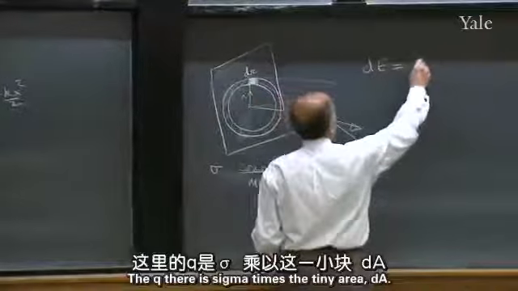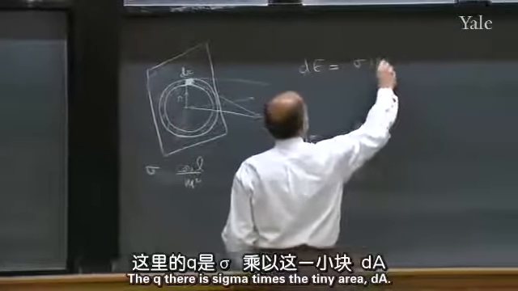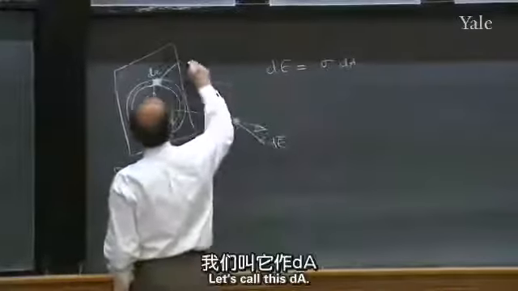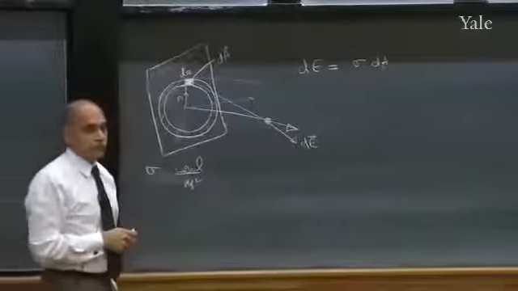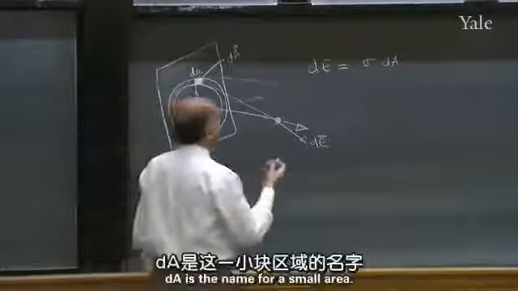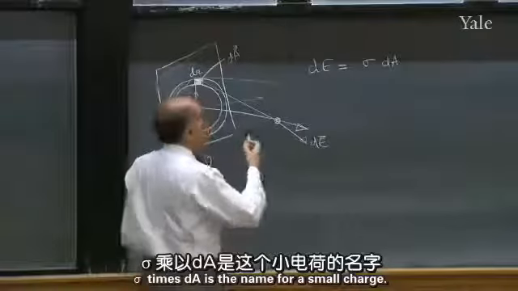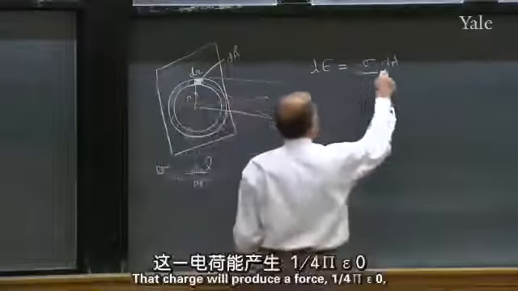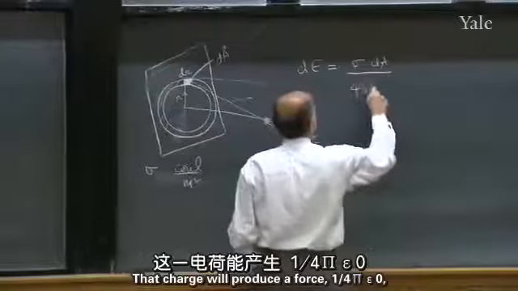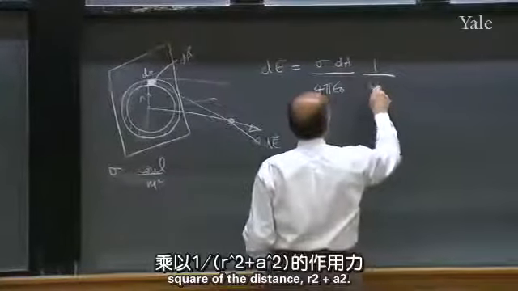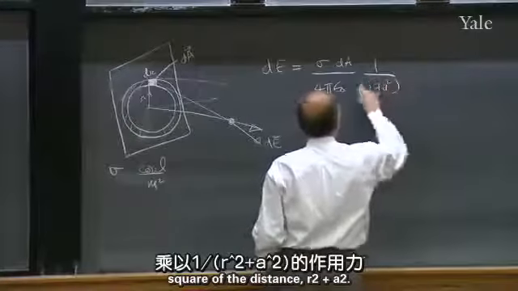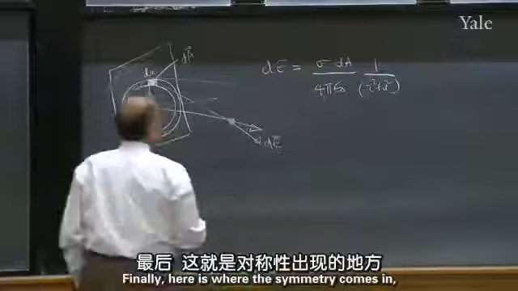The Q there is sigma times the tiny area dA. Let's call this dA. dA is a name for a small area. Sigma times dA is a name for a small charge. That charge will produce a force 1 over 4 pi epsilon 0 times Q over the square of the distance, r squared plus a squared. Finally, here is where the symmetry comes in.